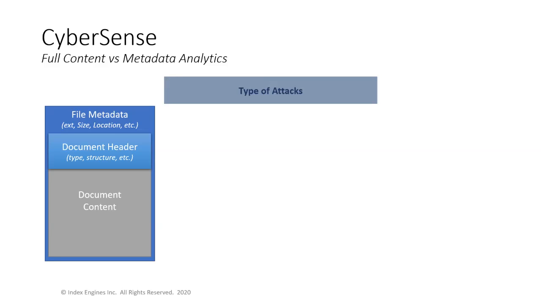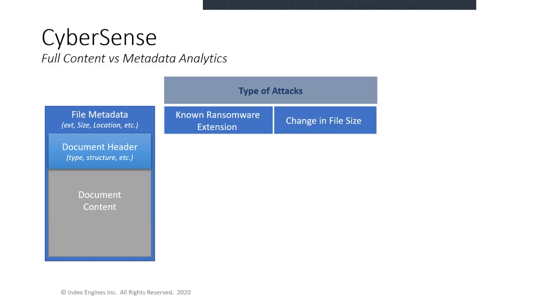So if you look at the types of attacks that typically happen, on the left there, you'll see the high level structure of a document. This could be a PDF or it could even be a database, for example. So there's file metadata at the highest level. So we all know that, the extension. So .pdf, for example, the file size, the file location.